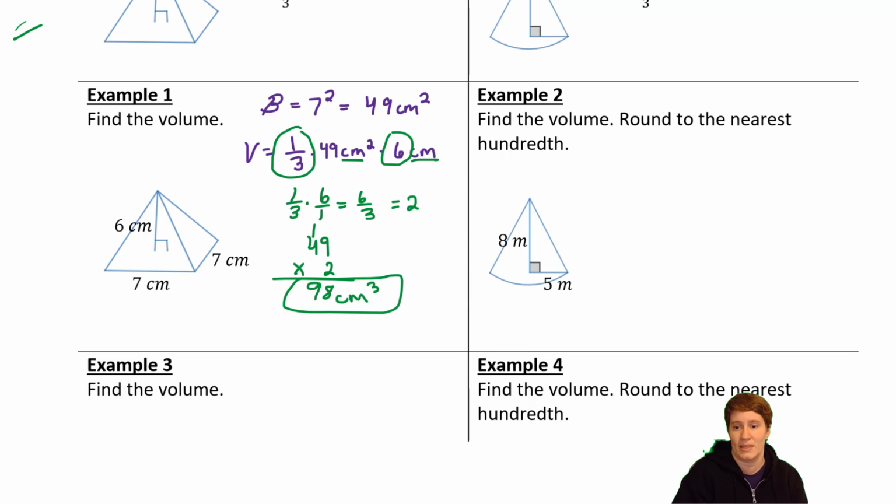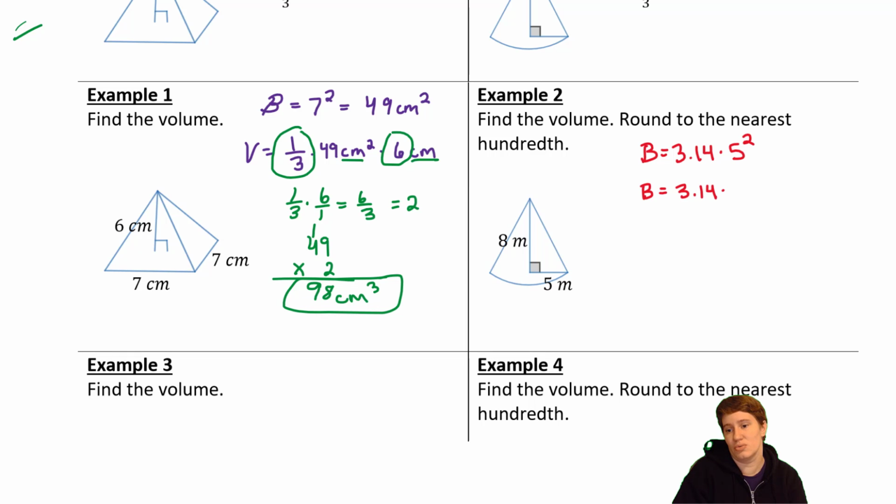Okay. Now let's find the volume of this cone. So the first thing we gotta do is find the area of the base. This base is a circle with a radius of 5. So we're gonna do pi, which is 3.14, times the radius squared. So 5 squared, or 5 meters squared. So the order we do this in actually matters, because we want to square the 5 and get 25.